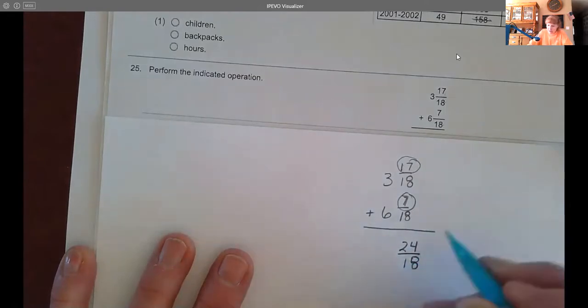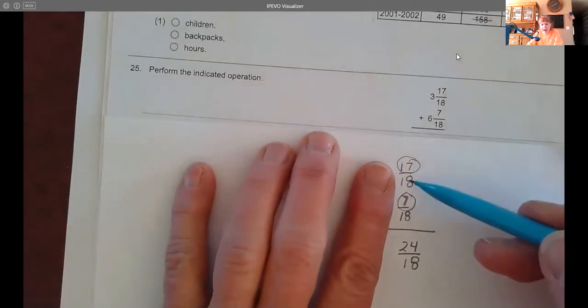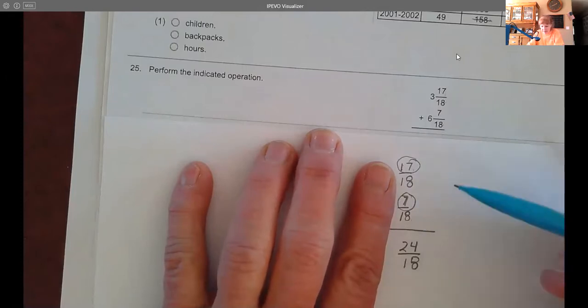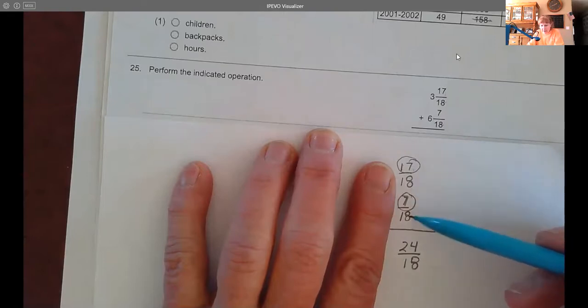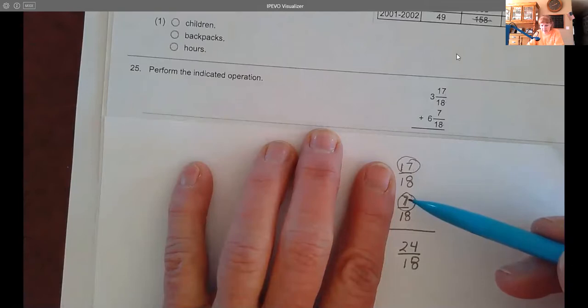24/18. So you add the fraction parts first. And these fraction parts have to have the same denominator, and we'll do some where they don't. We'll get a common denominator. It's not bad. Once you have a common denominator, you can add the numerators together. 17 and 7 give you 24/18.